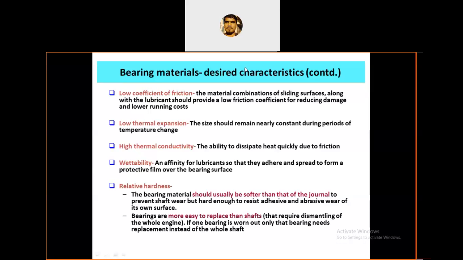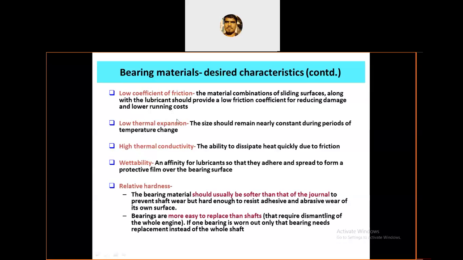But a better bearing material should absorb the heat, conduct the heat, and transfer heat from the operating zone to another point, so that it will reduce the friction. Clear? That's why high thermal conductivity. The material should have high thermal conductivity just to carry the heat from the operating zone to outside. Clear? But thermal expansion should be less, while thermal conductivity should be more. Clear?